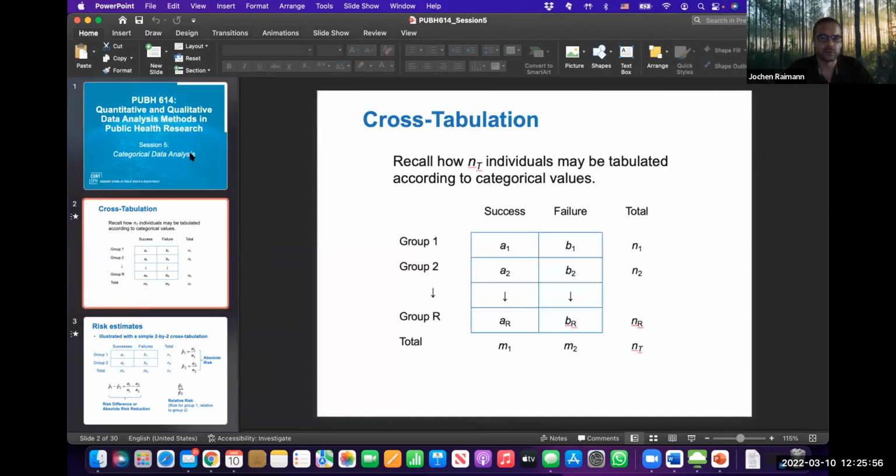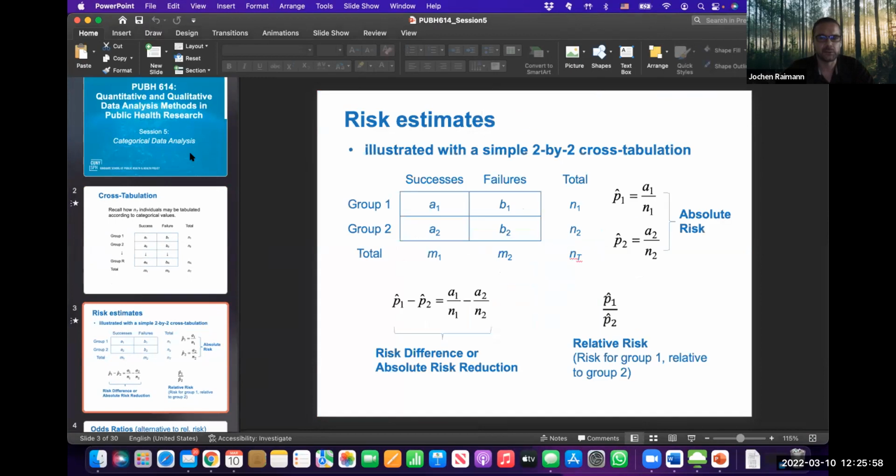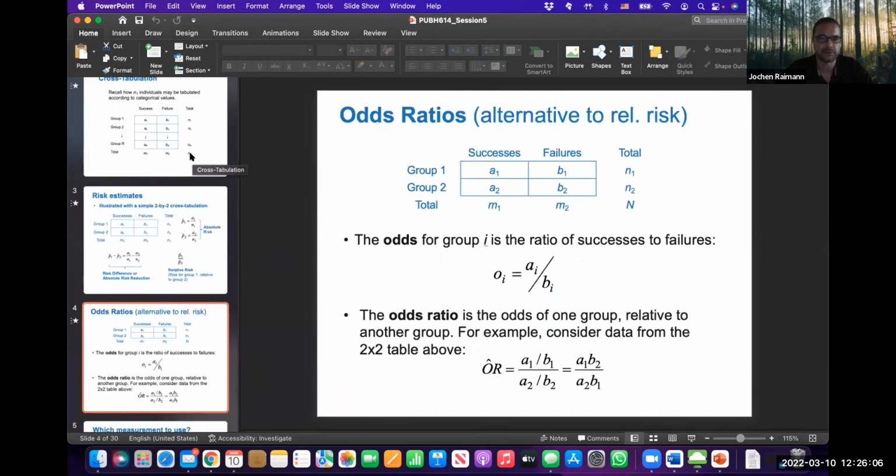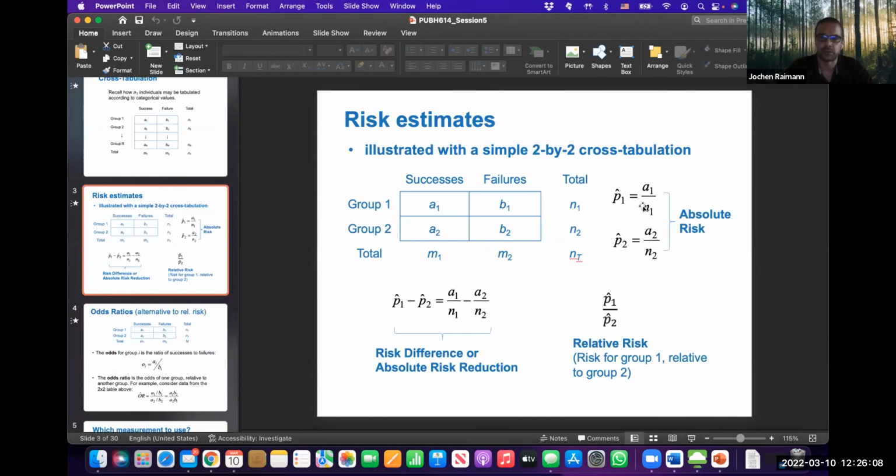Okay, so we're looking here at cross tabulations. So I think the 2x2 table at this point is quite intuitive, right? So you see risk differences, relative risks, and absolute risks in the respective groups. That's what I was talking about before. So you have the absolute risks in each group. So that's our total. Then we have the relative risks building actually the risk ratio.